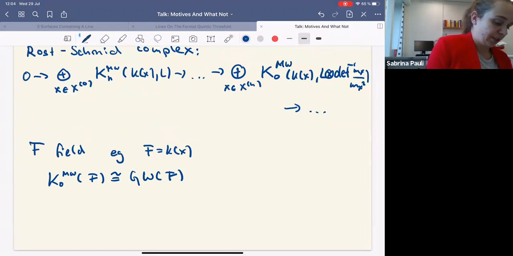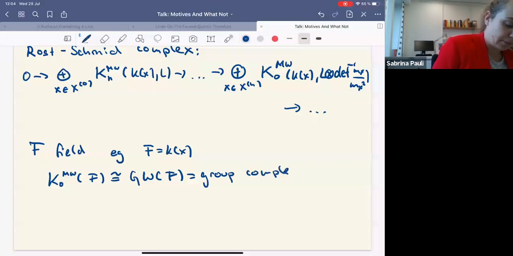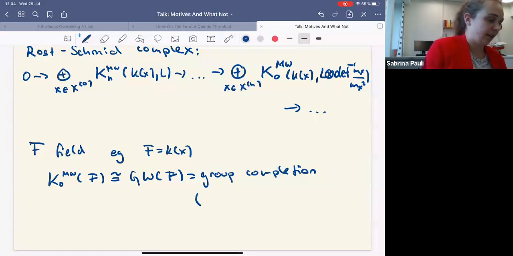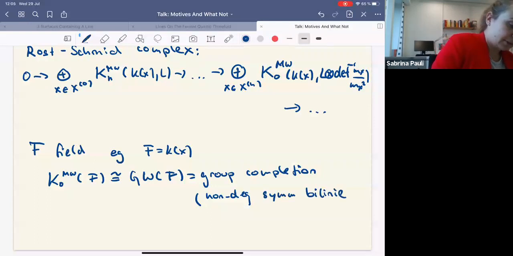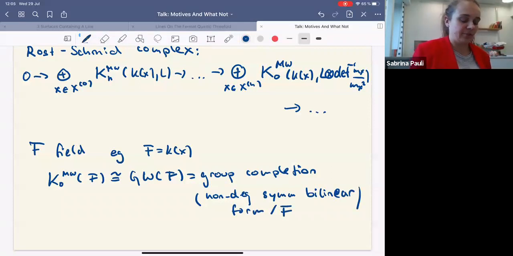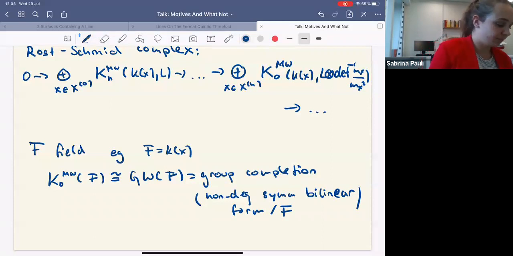You probably all know what this is, but let me give you the definition. This is the group completion of the semi-ring of isometry classes of non-degenerate symmetric bilinear forms over F. Or if the characteristic of F is not equal to 2, this is just quadratic forms, and that's where the title of my talk comes from. So those are quadratic forms, where we take the group completion of isometry classes of them.